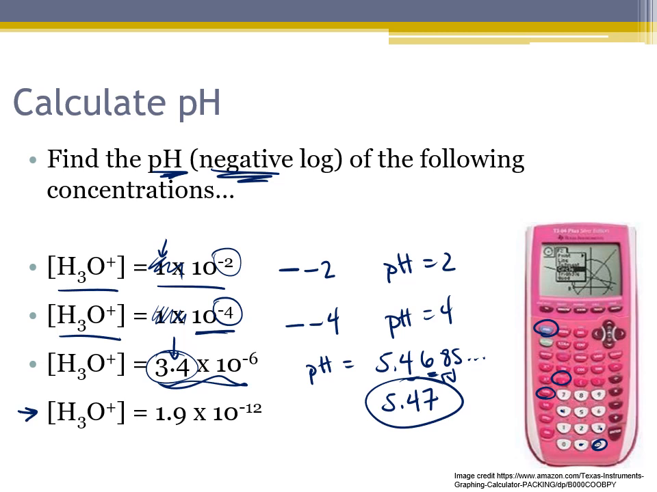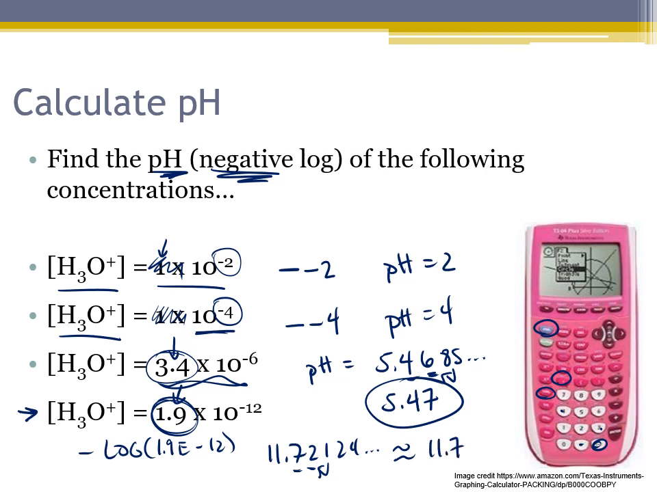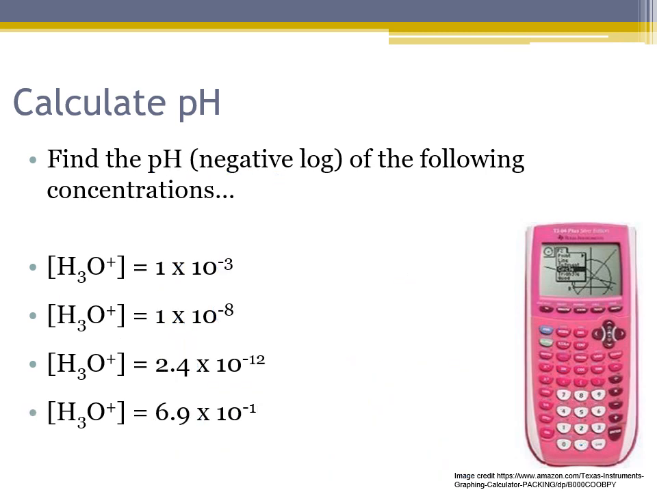Let's do one more together, and then I'm going to have you do some on your own. So we're going to do negative log of 1.9 times 10 to the negative 12th power. Negative log of 1.9 times 10 to the negative 12th power gives us 11.72124. So many digits. We're going to keep 2 decimal places because I have 2 sig figs here. That 1 doesn't do anything to that 2. And so my final answer is 11.72. That's the pH. Good. Do these ones on your own.